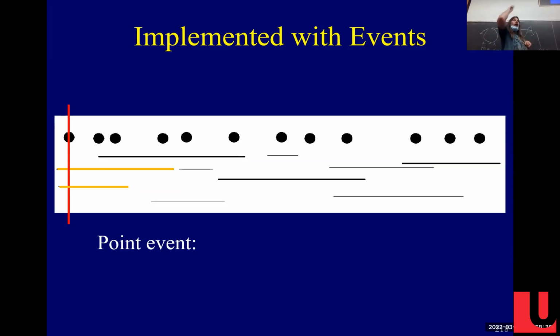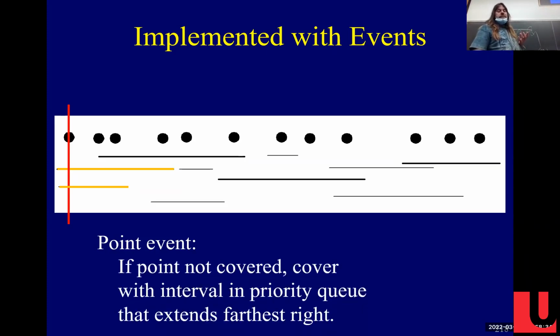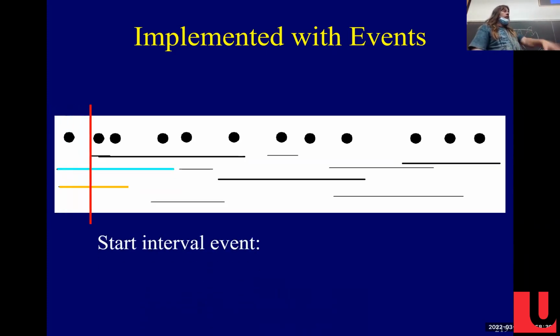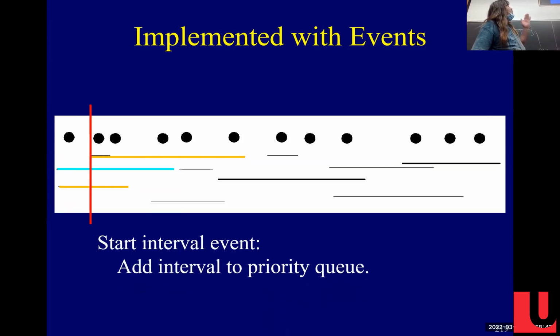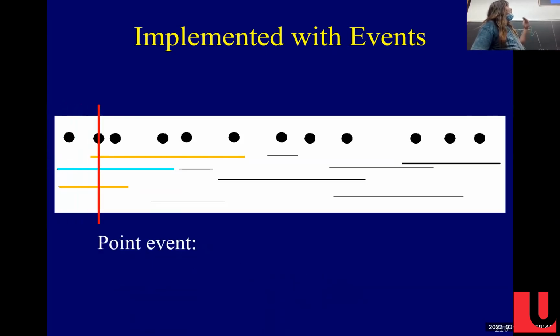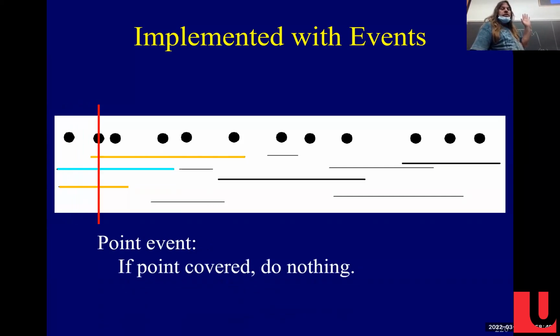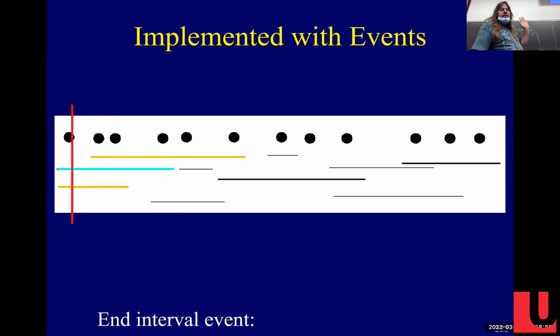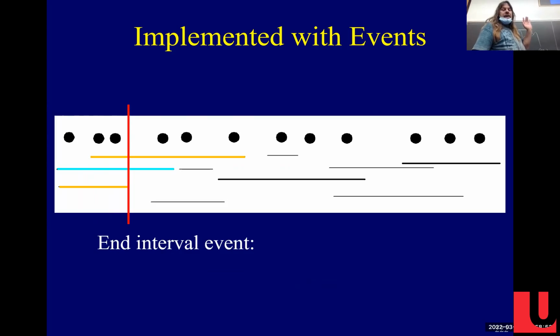We pop off the priority queue the one that reaches furthest to the right, and that's good. We get the next interval, we put it on the priority queue. Now we see this point, what do we do? It's covered, we ignore it. Point, ignore. Now this interval is ending.